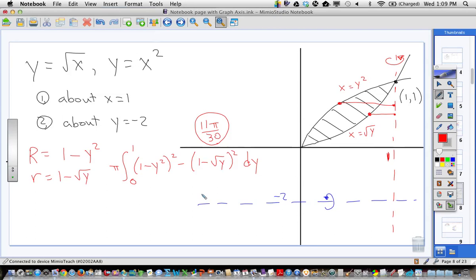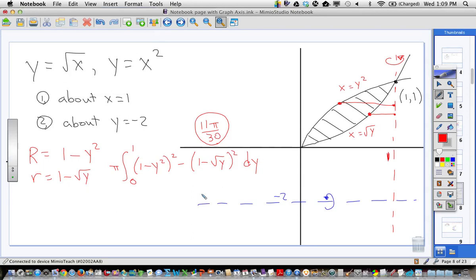Anytime you have horizontal strips, here's why. What are you subtracting here? To get this length, it really comes down to basic arithmetic. To get that length on a horizontal strip, you're taking an x coordinate minus an x coordinate, right? This x minus this x. What is this x? Well, it's 1. What is this x? It's the x on this equation, y equals square root of x. So we've got to solve for x. So x equals y squared. So the x here is y squared.